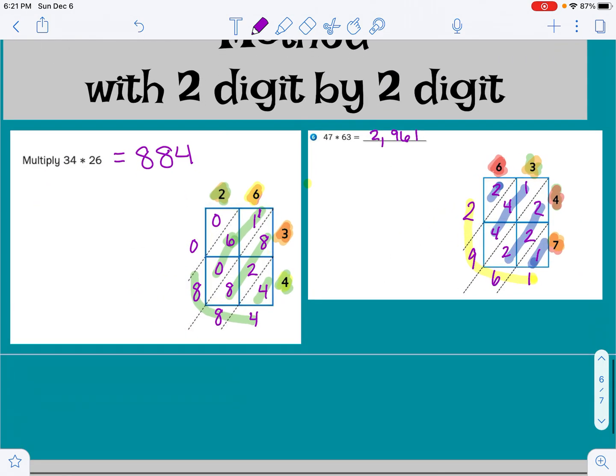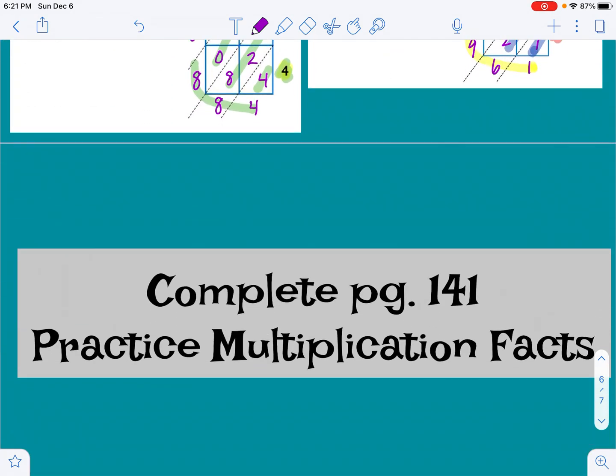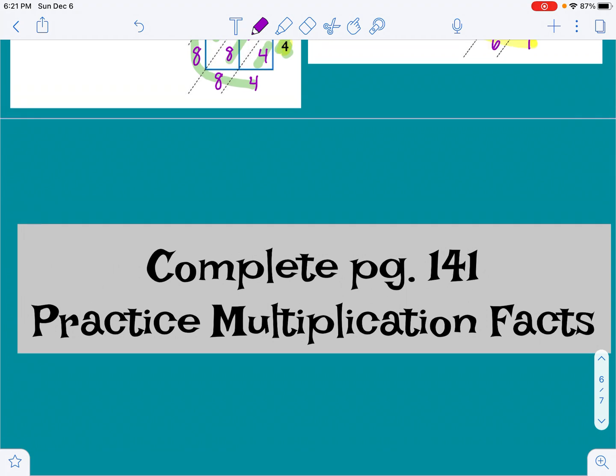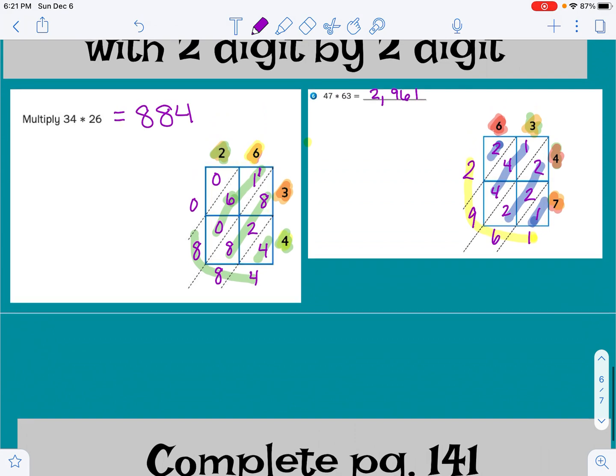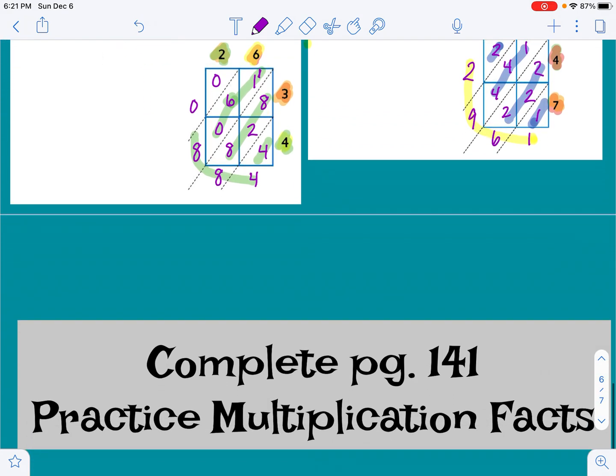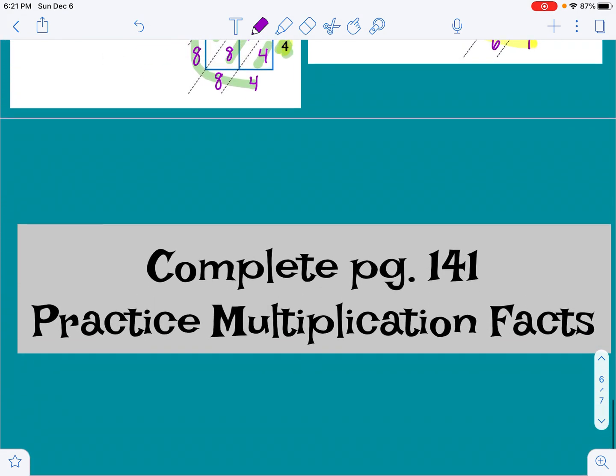2,961. All right, mathematicians, you're going to be giving this method a try by completing your math practice page 141, and they will draw the lattices for you, and you're going to fill in the numbers. If you can't remember what to do, come back to this video and rewatch some examples.